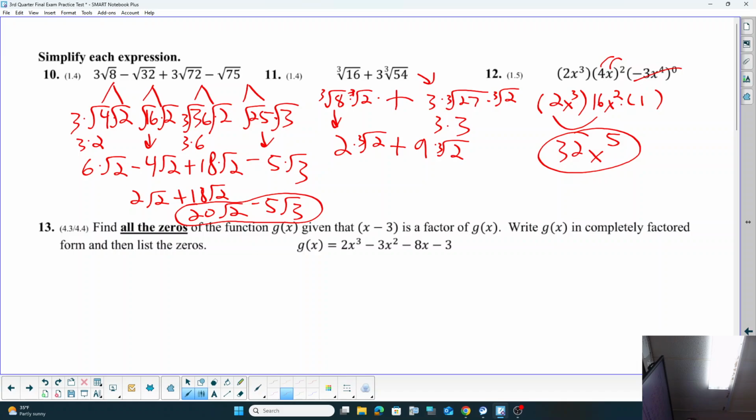And you can add those because they're both cube root of 2's. So 2 plus 9 is 11 cube root of 2. Nice, nice.